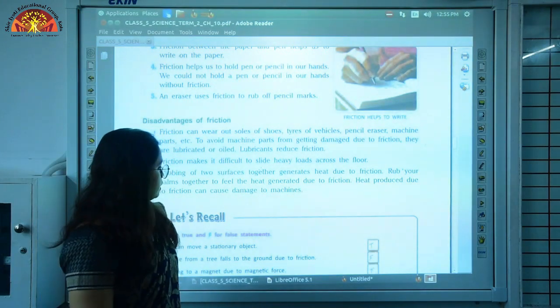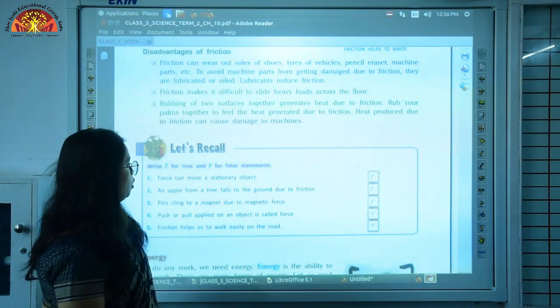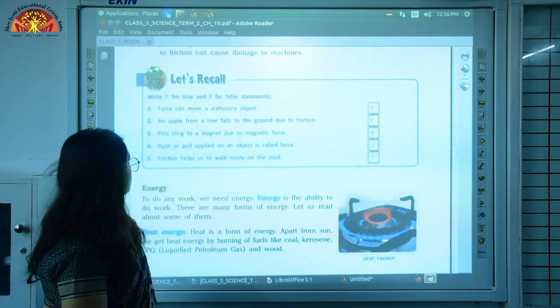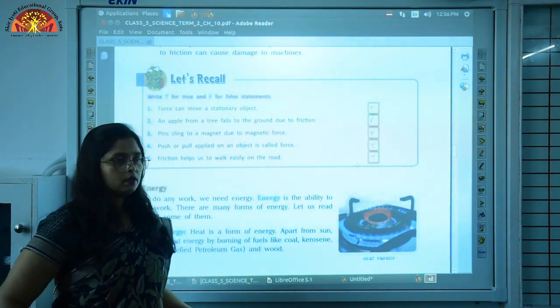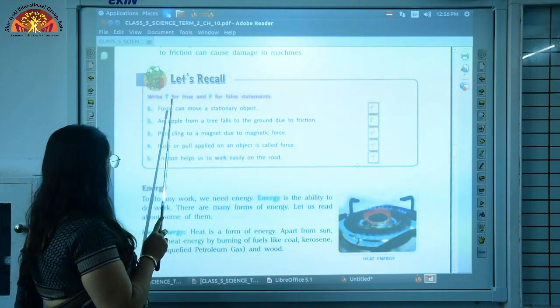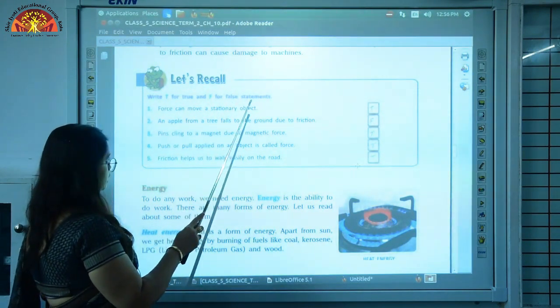Now, let us do the exercise which is given in your book. It's Let's Recall. So, here write T for true and F for false statements.